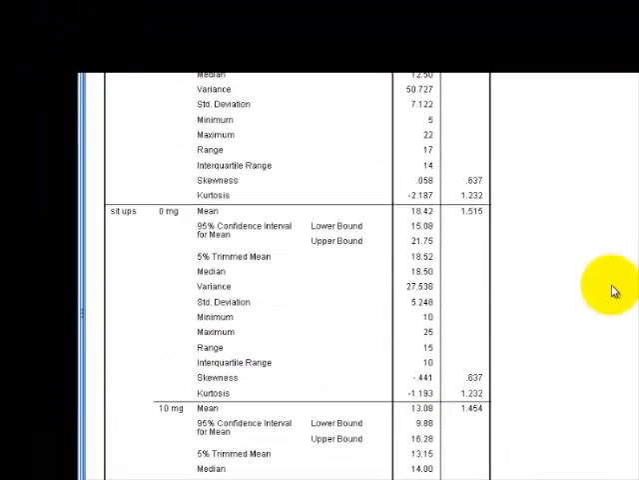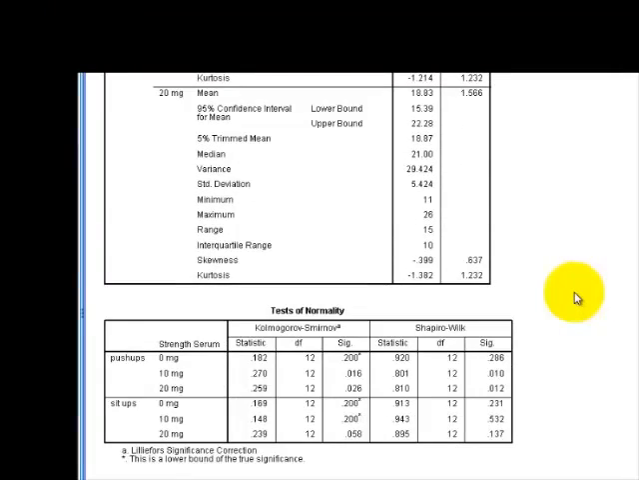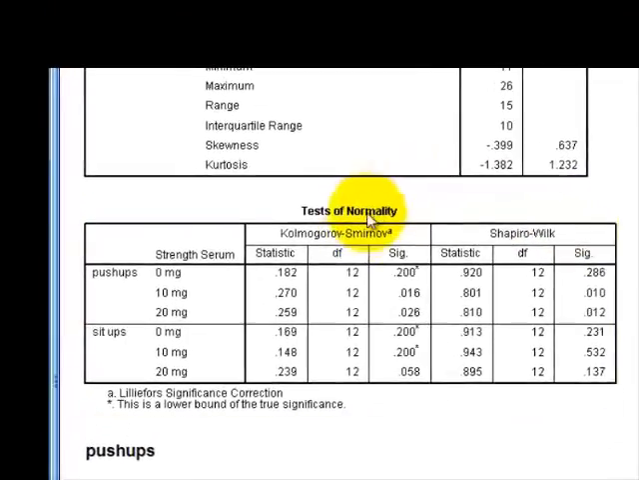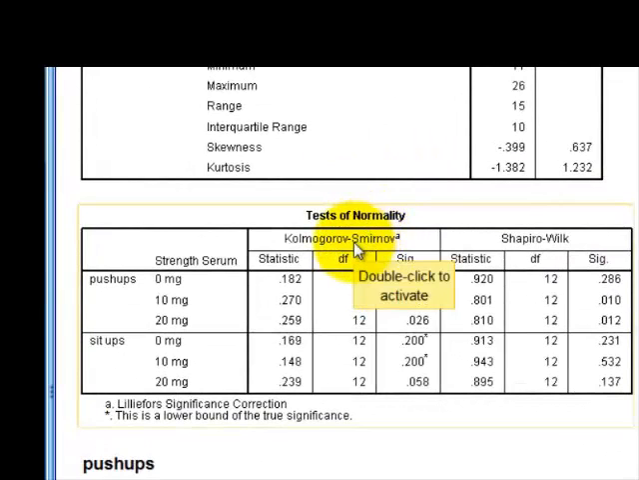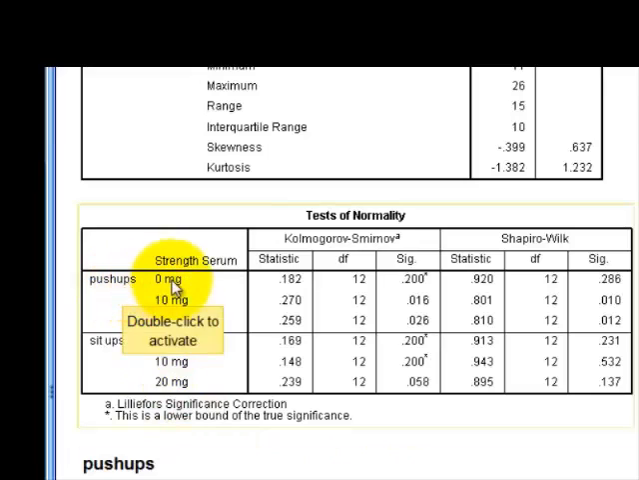So it looks like maybe 1 or 2 of these might be normal, but let's go ahead and look down at this test, right? The Kolmogorov-Smirnov test. So here's the push-ups under the 3 different drug levels. And yes, we do have some normality violations for the 10 milligram and the 20 milligram. But the rest of them all look pretty good. So for the sit-ups and the 0 milligram push-ups, they're all relatively normal.